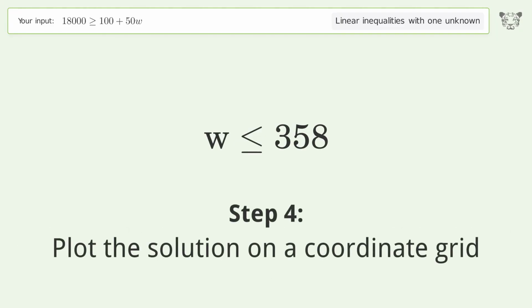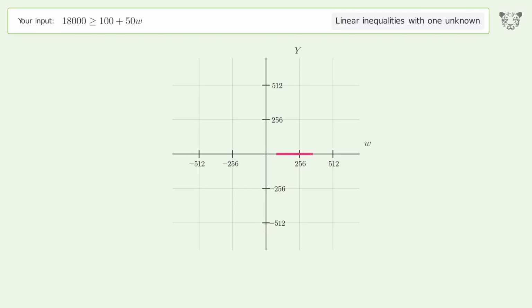Plot the solution on a coordinate grid. And so the final result is w equal or smaller than 358.